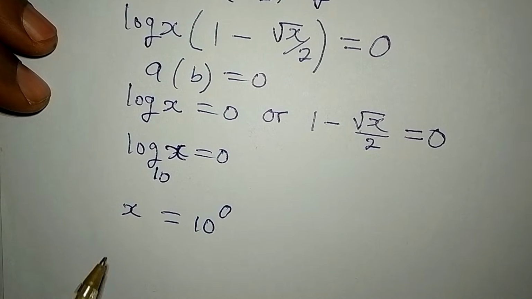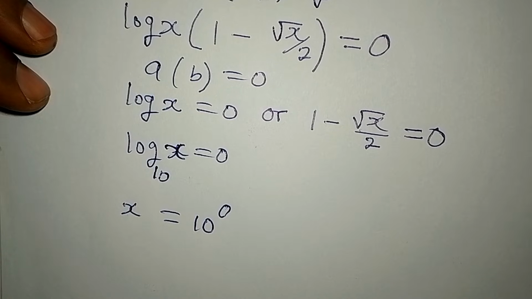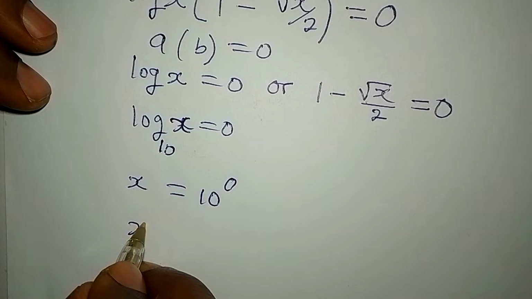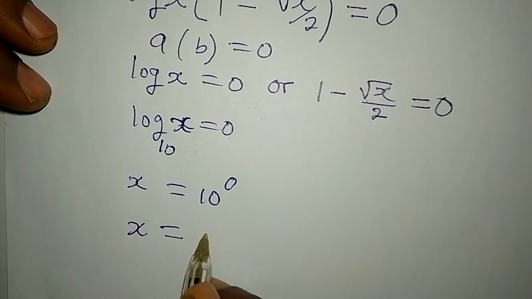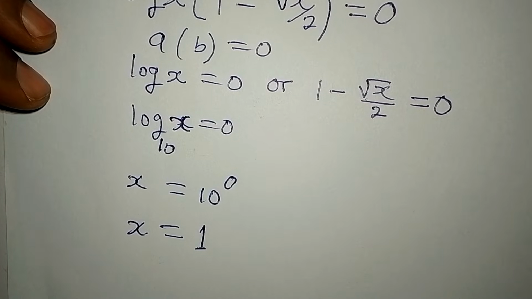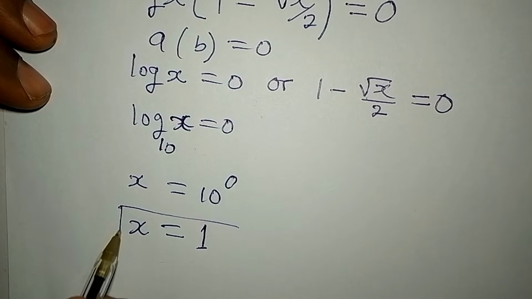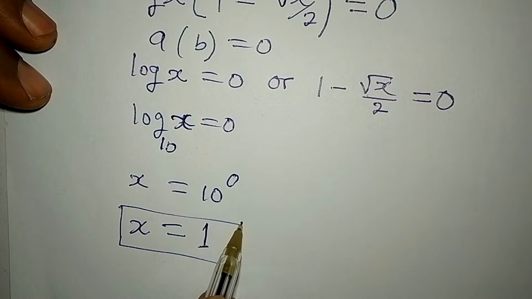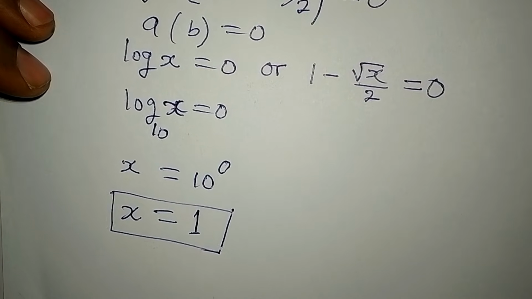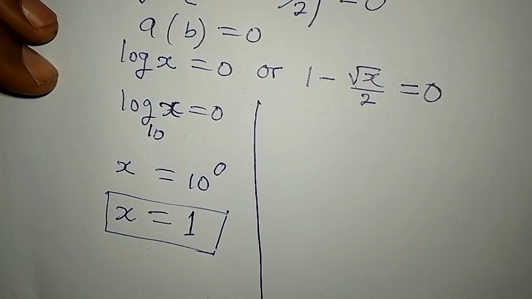If you're thinking, how come I got the 10? This is natural logarithm, so it is automatically to base 10, right? So we have 10 to the power of 0, and this means that our x is equal to 1, because any number to power of 0 is 1. So from here we have one solution to the problem. Now we're going to confirm our results at the end of the work, right?